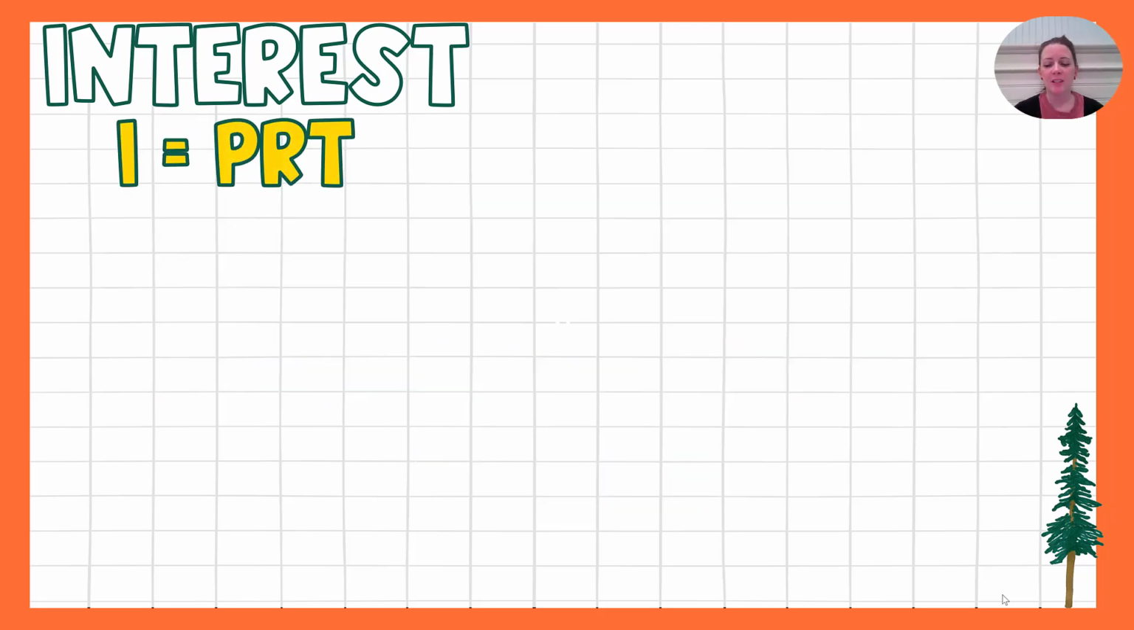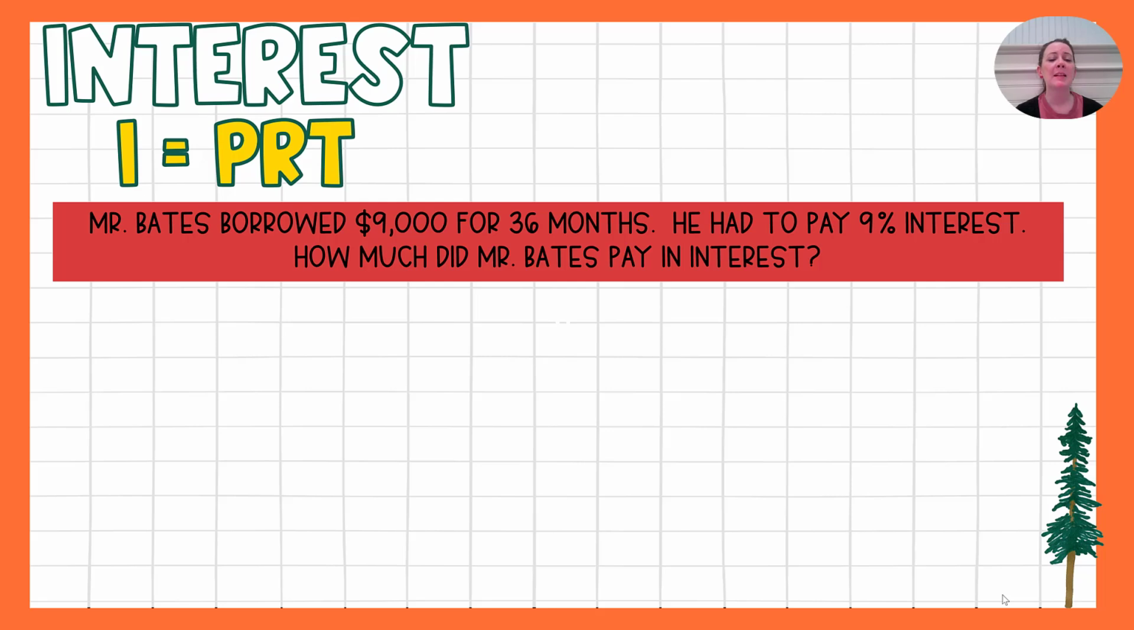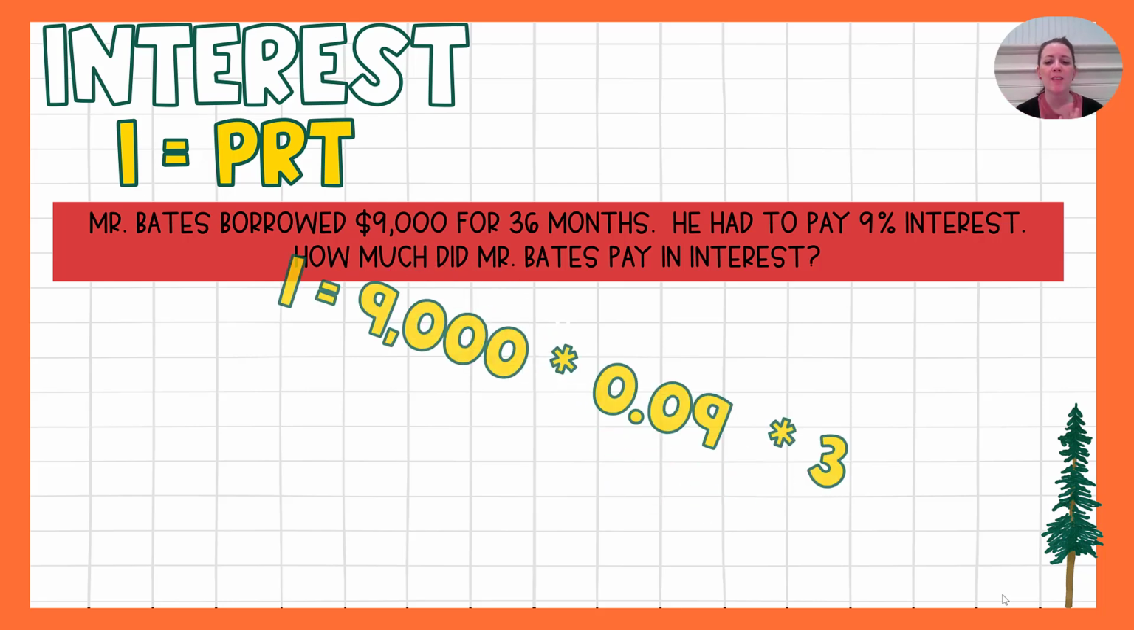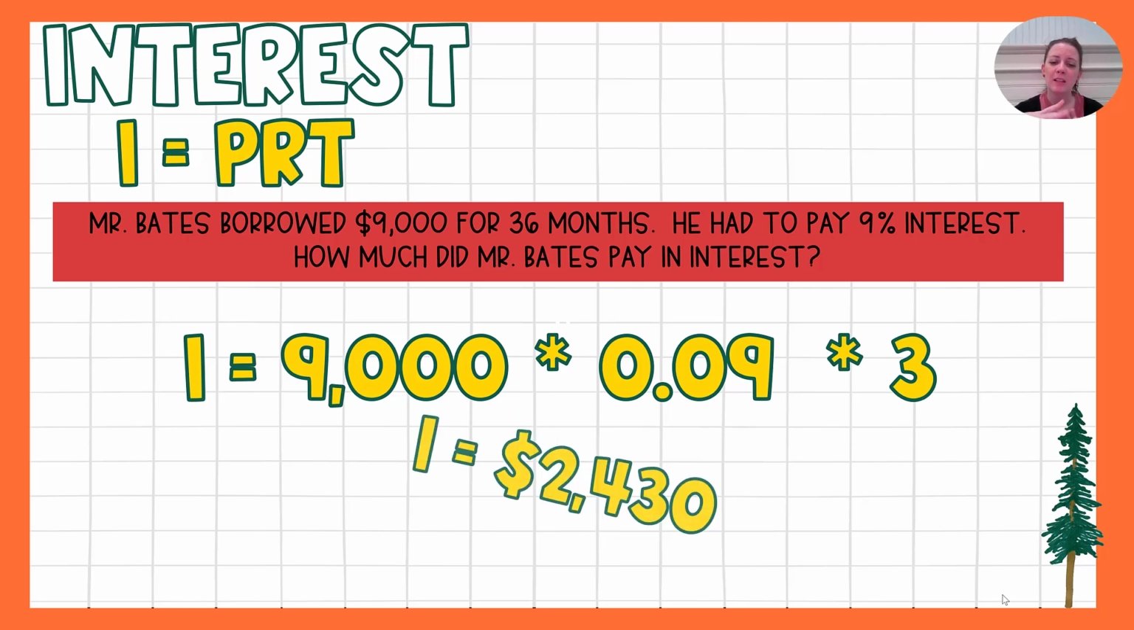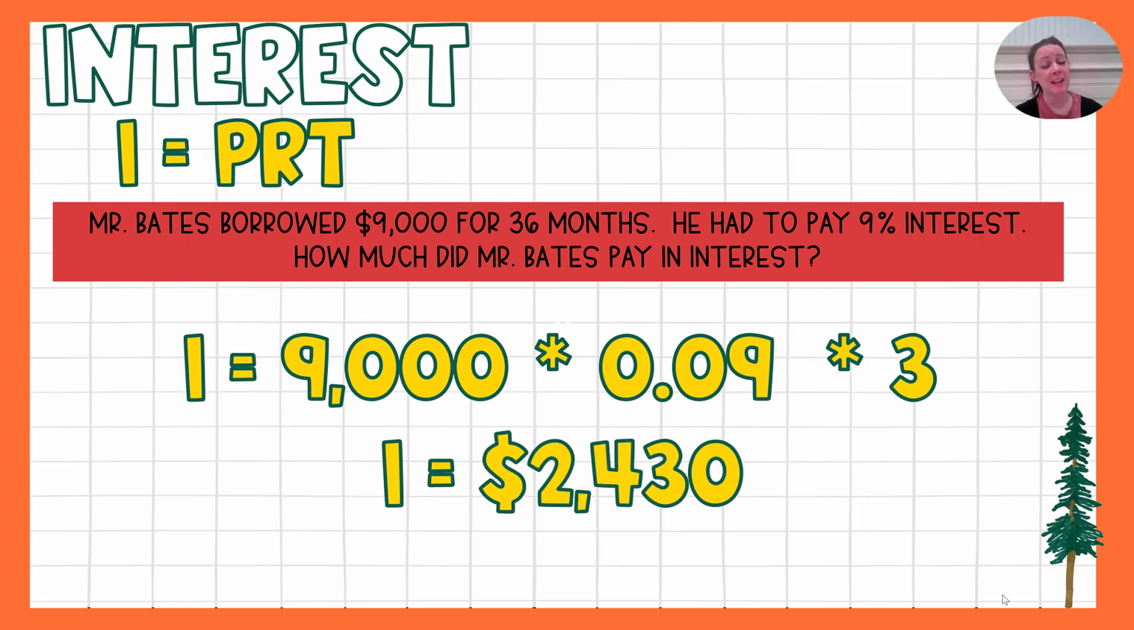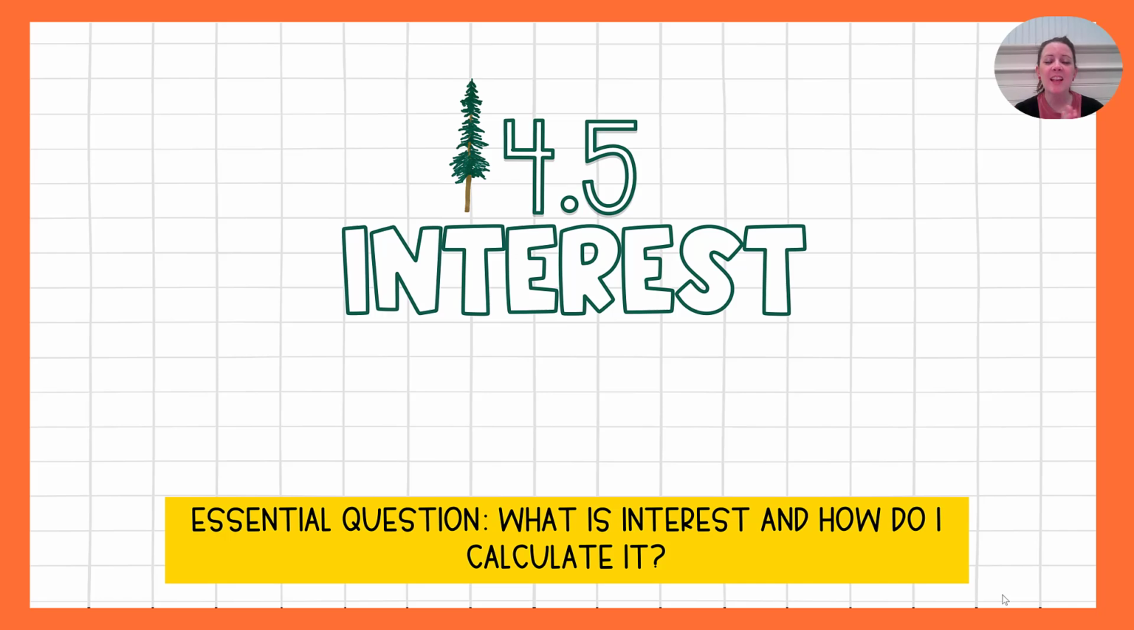Final example in our notes today is about Mr. Bates. He has borrowed $9,000 for 36 months, and he has to pay 9% interest. So how much does he pay in interest? Again, we're going to do principal times rate times time. I equals PRT. Principal, how much did he borrow? $9,000. The rate, 9% as a decimal, is 0.09. And then 36 months, that is 3 years. So we're going to do 9,000 times 0.09 times 3, meaning Mr. Bates pays $2,430 in interest.